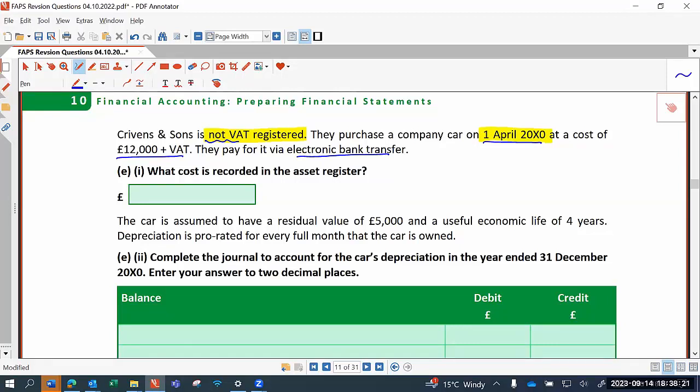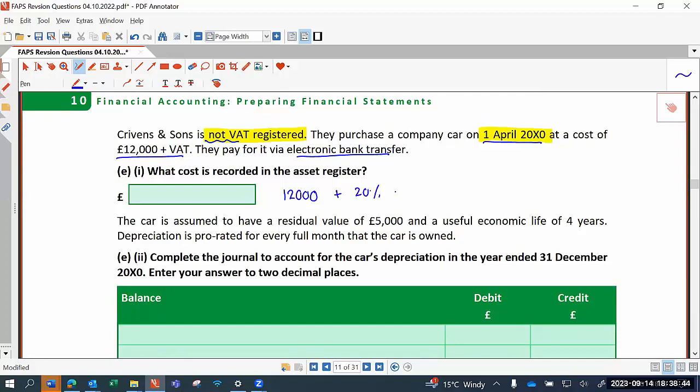Any thoughts on that? What cost will be recorded in our asset register for this car? How much is it costing the company? They are not VAT registered. Oh, brilliant. Absolutely. It's the price plus the VAT. So £12,000 is without the VAT. I need to add 20% on top of that.